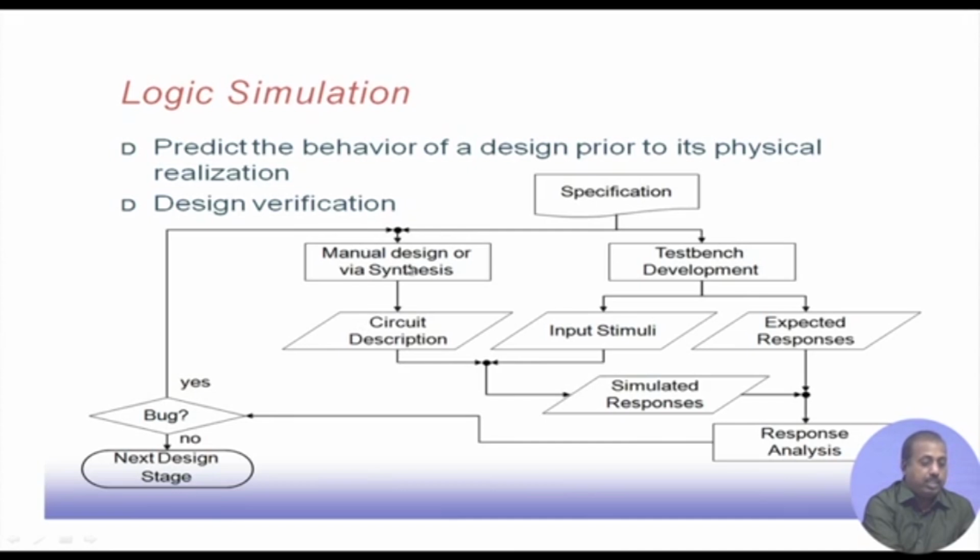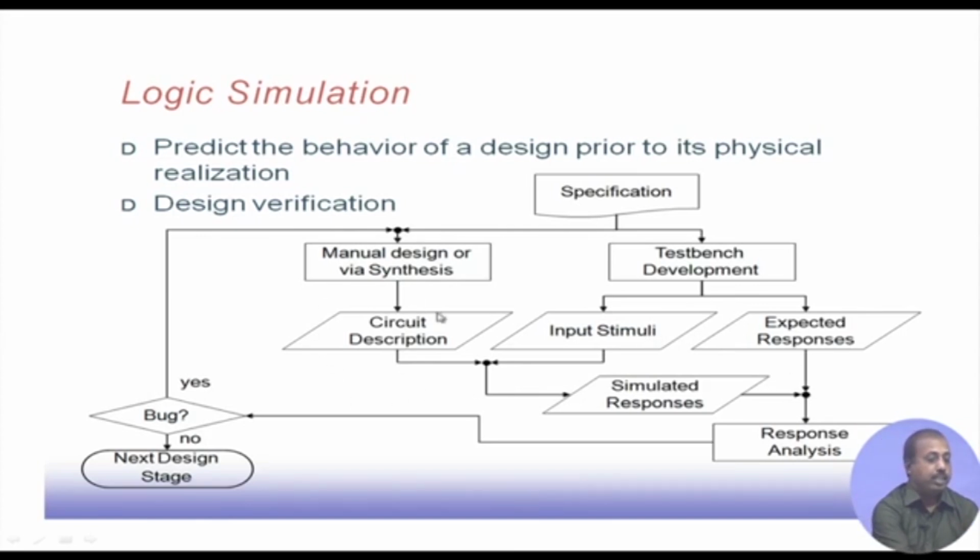When this manual design is going on, side by side it also goes into test bench development. In the test bench development, we figure out what may be the possible input patterns that will be applied to this system, and what are their correct responses. So, they form the input stimuli and expected responses. This test bench development process comes up with these two outputs, input stimuli and expected responses.